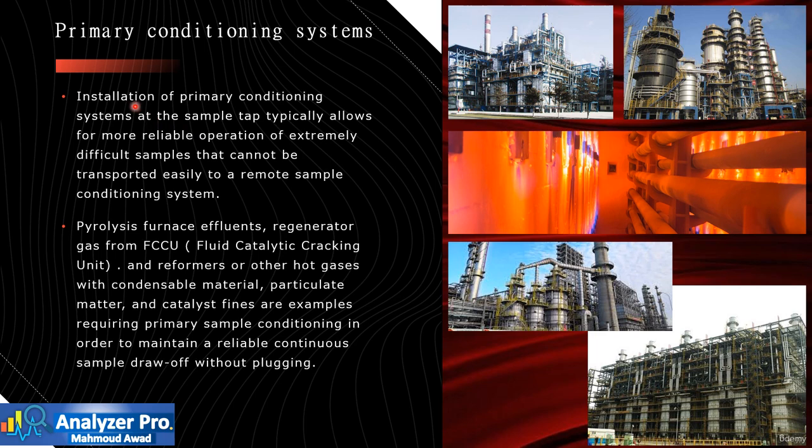Installation of primary conditioning systems at the sample tap typically allows for more reliable operation of extremely difficult samples that cannot be transported easily to a remote sample conditioning system. Pyrolysis furnace effluents, regenerator gas from fluid catalytic cracking unit or FCCU, and reformers. Other hot gases with condensable material, particulate matter, and catalyst fines are examples requiring primary sample conditioning in order to maintain a reliable continuous sample draw-off without plugging.